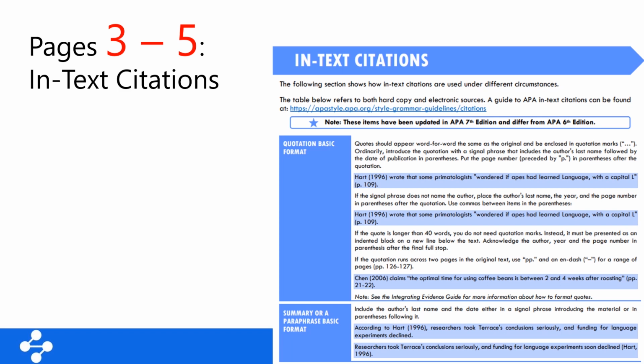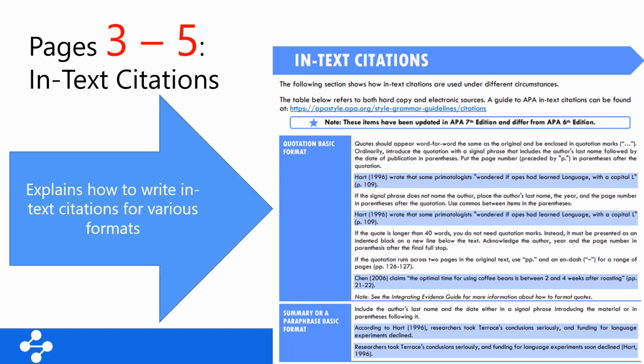In pages 3 to 5, we will go through various forms of in-text citations in detail, often with examples to show you how to do so in a sentence. This starts off with the basic or typical quotation format and develops into different formats such as organizations as author, secondary sources, personal communication, and other electronic sources.